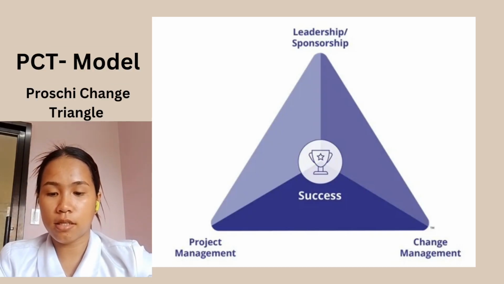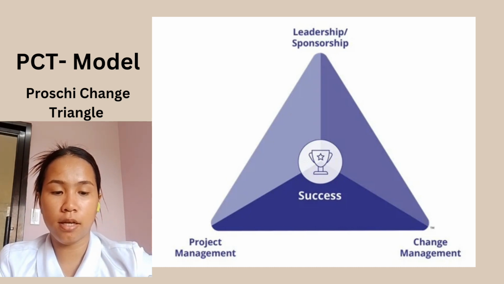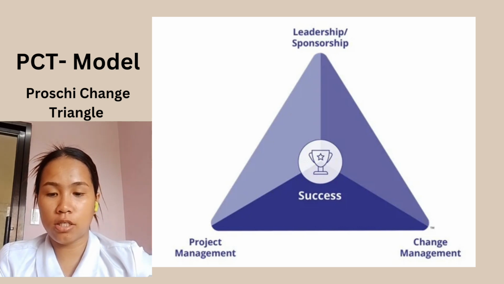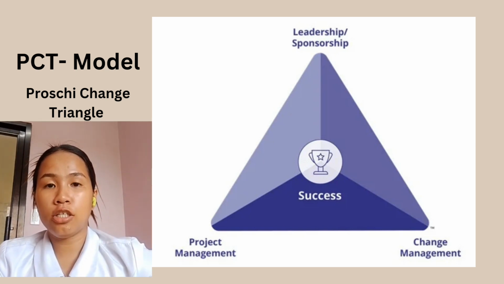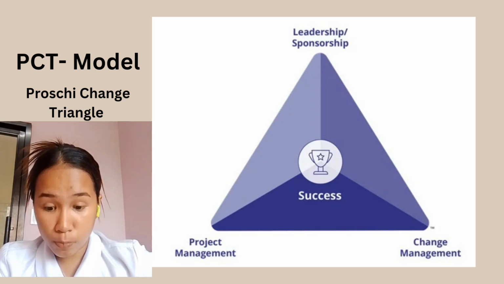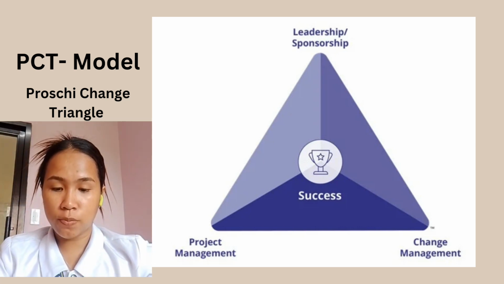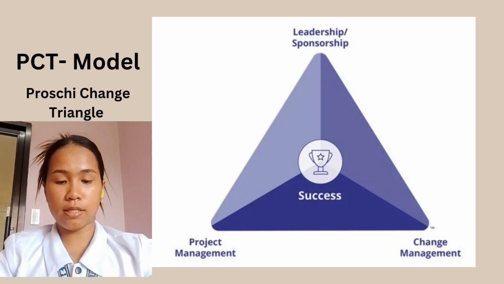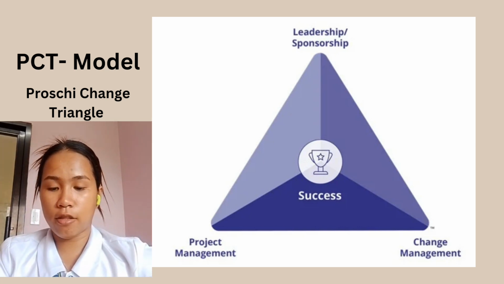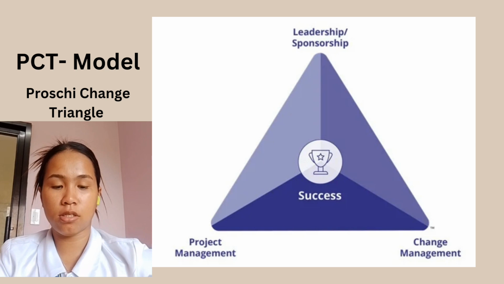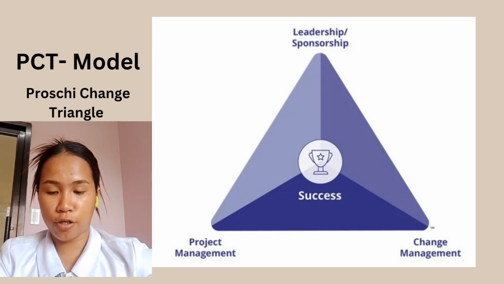So success, the seat of the stool, represents the success at the center of the model. Defining success for your change includes identifying the reason for the change, the project objectives, and the organizational benefits. And the leadership sponsorship leg represents the direction and guidance for a project or initiative provided by those who have the authority and resources to launch the effort.